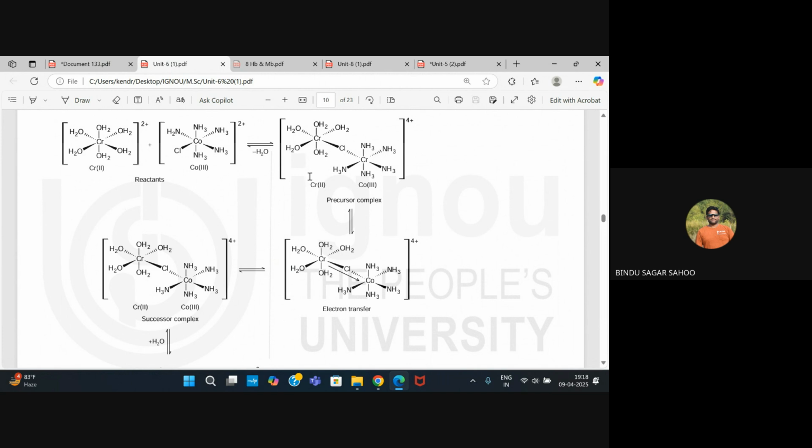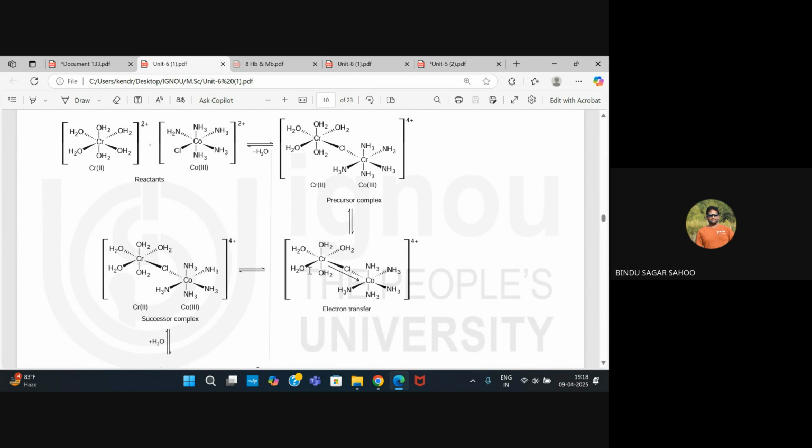The electron transfer goes from chromium plus 2 to cobalt plus 3. Here there will be cobalt, then there will be a little bit of error. It will be cobalt. Here you can see cobalt is present. This one will also be cobalt. So the electron transfer occurs from this chromium to cobalt, chromium plus 2 to cobalt plus 3.